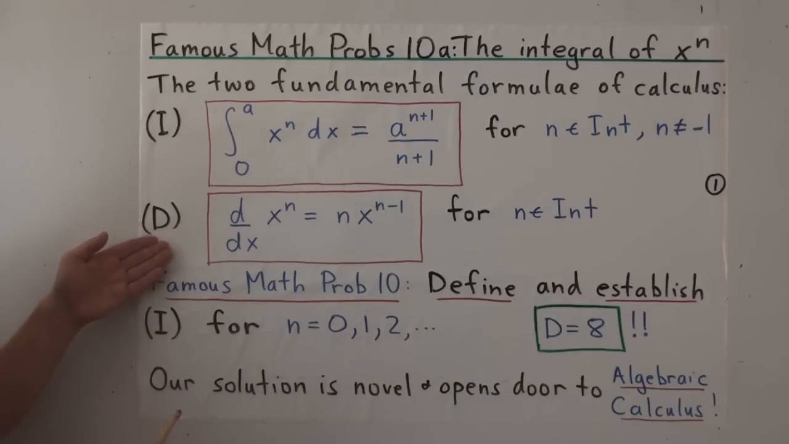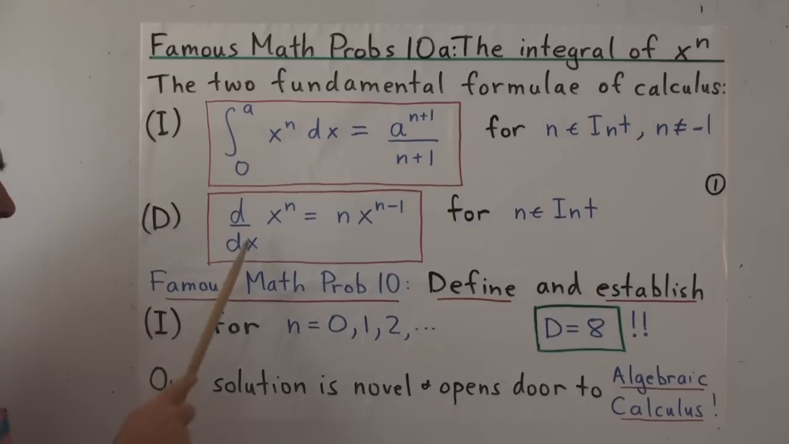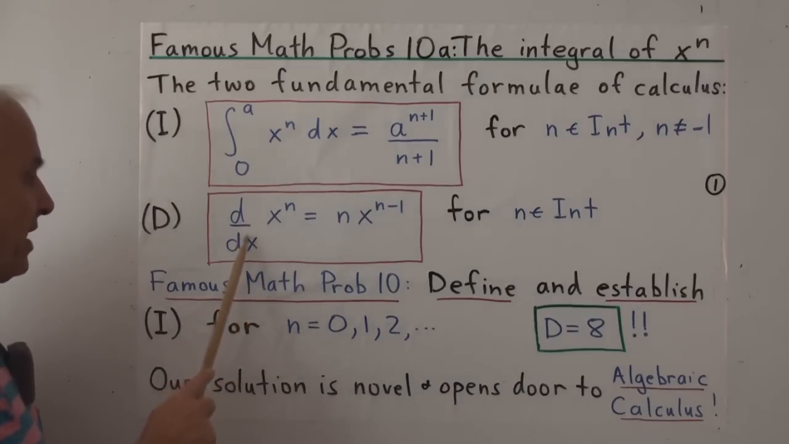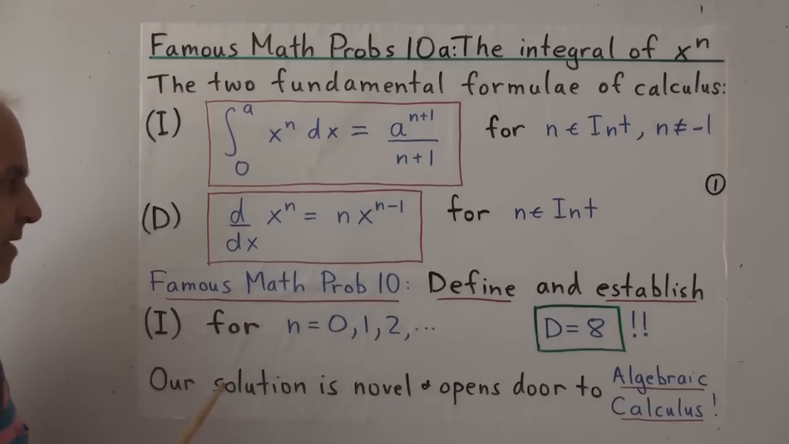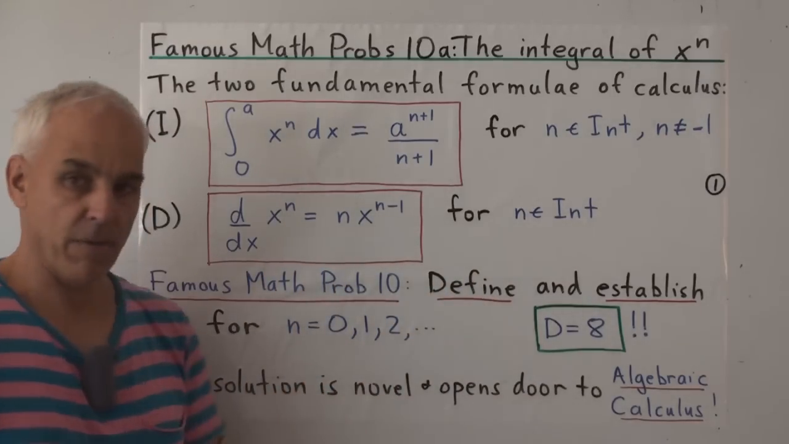The corresponding formula for differentiation is that the derivative of x to the n, d by dx of x to the n, is n times x to the n minus 1. And that's valid for n an arbitrary integer.